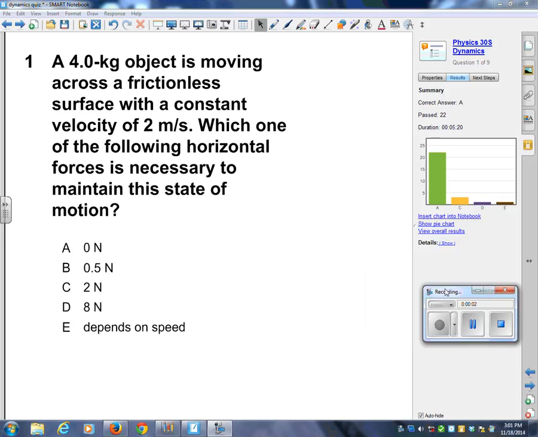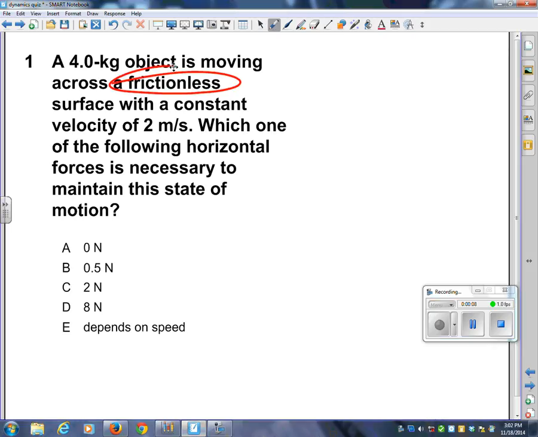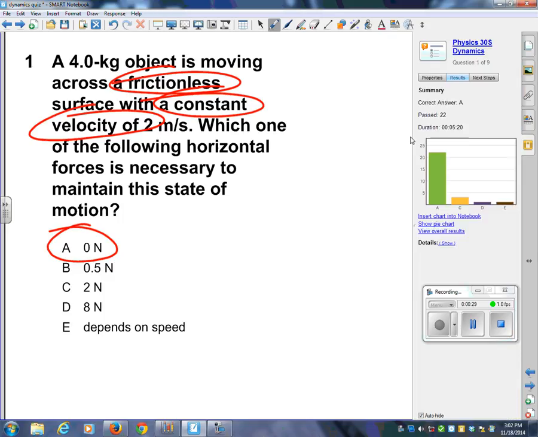Okay, a 4 kilogram object is moving across a frictionless surface, that is key, with a constant velocity of 2 meters per second. Which one of the following horizontal forces is necessary to maintain the state of motion? Newton said an object in motion stays in motion. You do not need a force to keep something moving. The correct answer is A, and many of you got that.